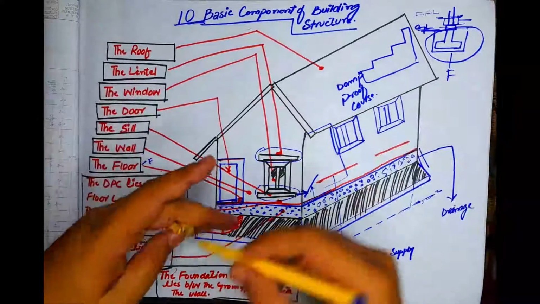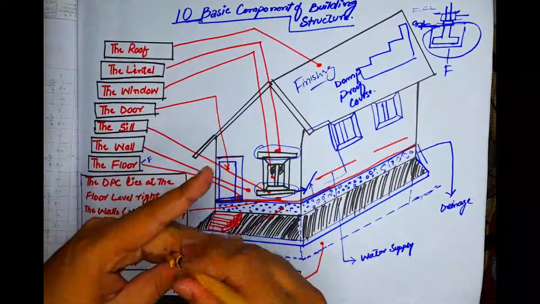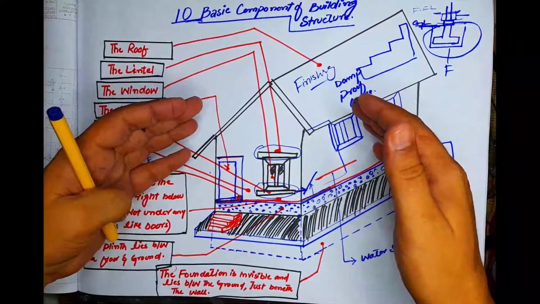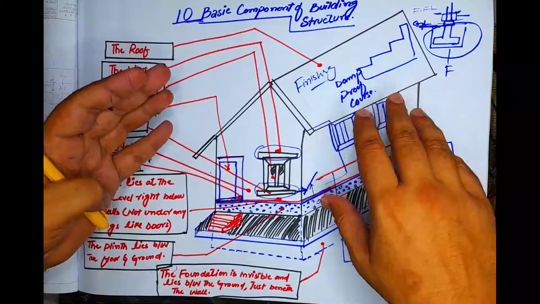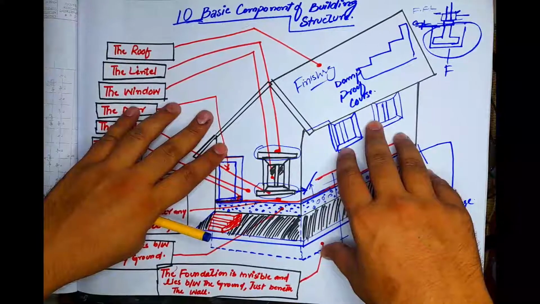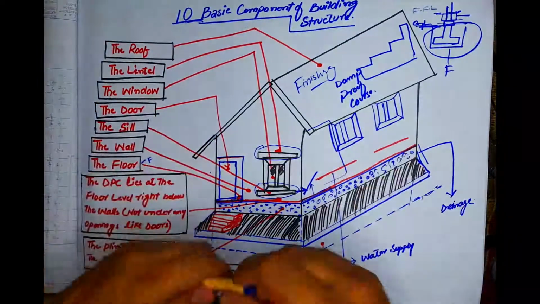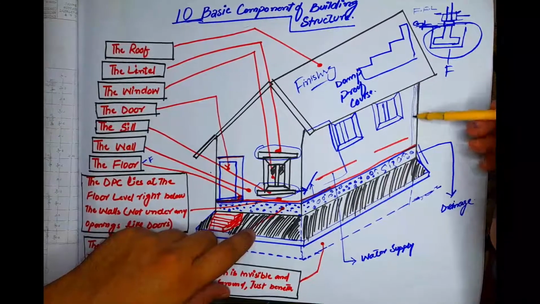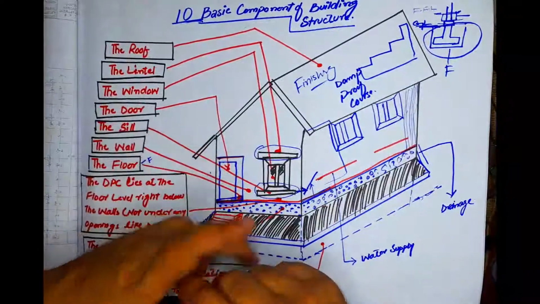The 12th one is finishing. External finishing is the outermost layer of protection, which protects the surface from weathering. Internal finishing is the layer given to the internal face, which gives durability and a pleasing appearance to the inside. The finishing material used for the outer side is normally weather shield, and for internal surfaces we can use distemper.